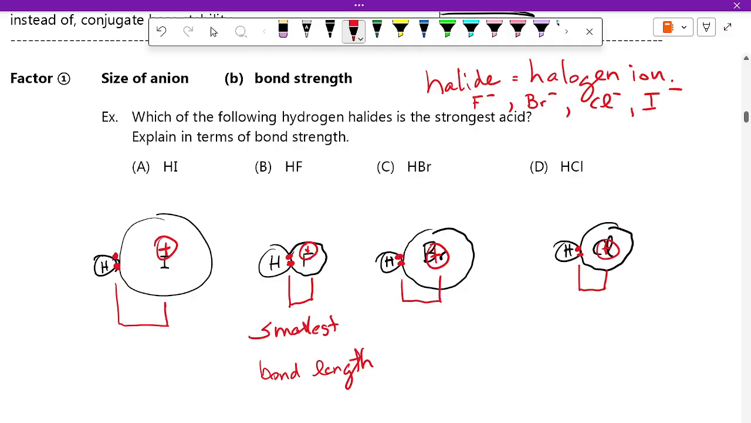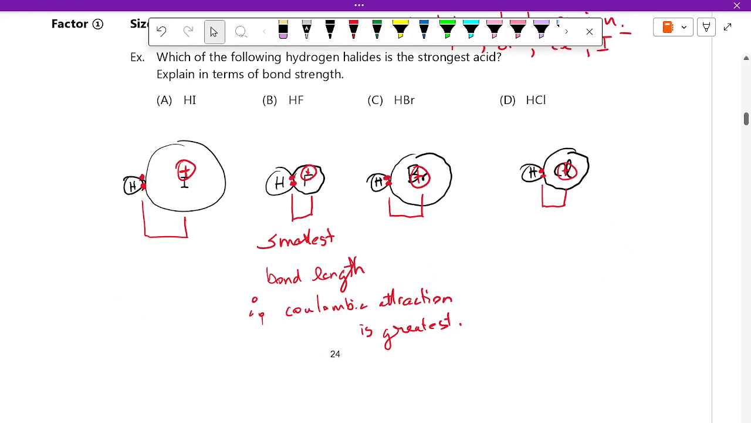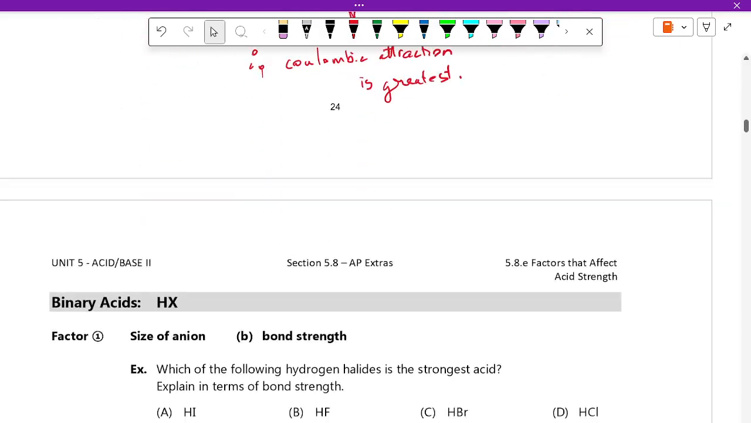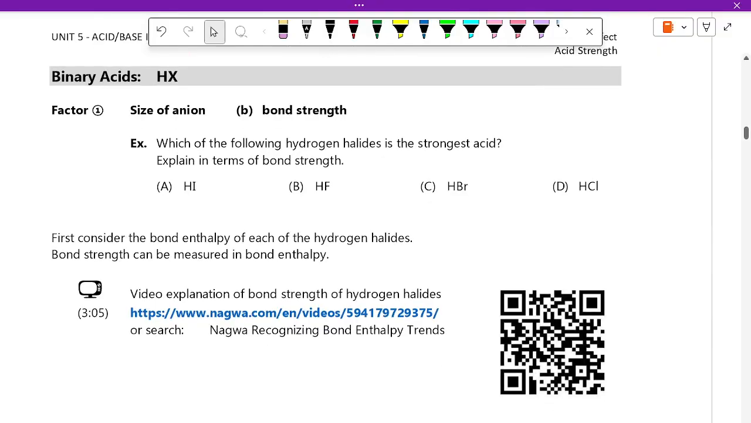And if the bond length is the shortest, what do you know about the attractive forces? Strongest. Therefore, Coulombic attraction is the greatest. Now let's see if I explained that correctly. I think the explanation is probably going to be on the next page. First, consider the bond enthalpy of each of the hydrogen halides. Bond strength can be measured in bond enthalpy.